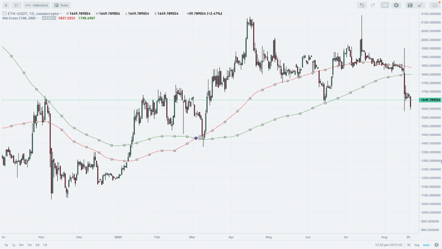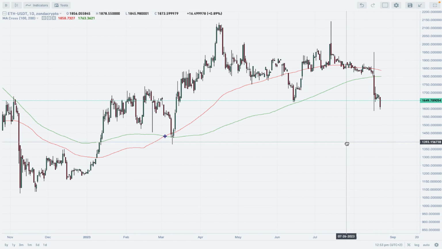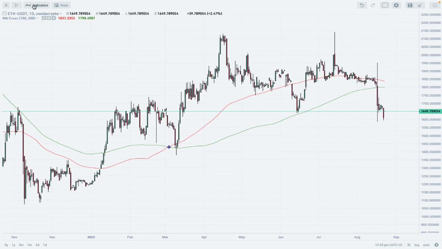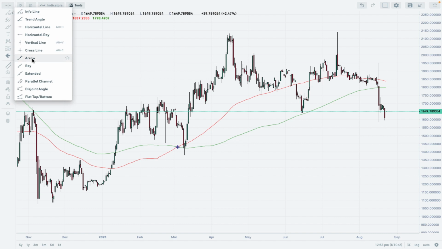Let's take a look at the daily time frame chart of the Ether to the Tether at Zondacrypto. So what do we have here? As you can see, there is plenty of information from this chart. Let's start with the trend line.